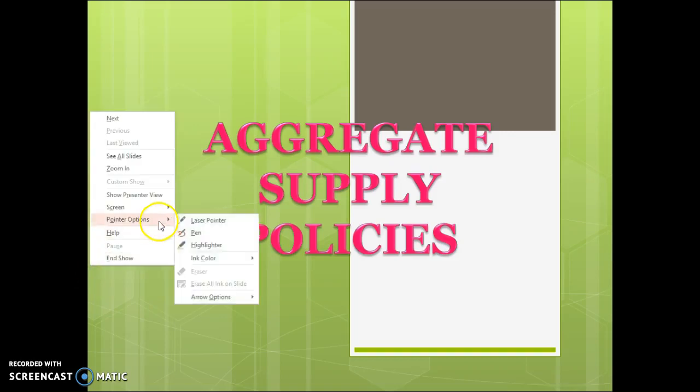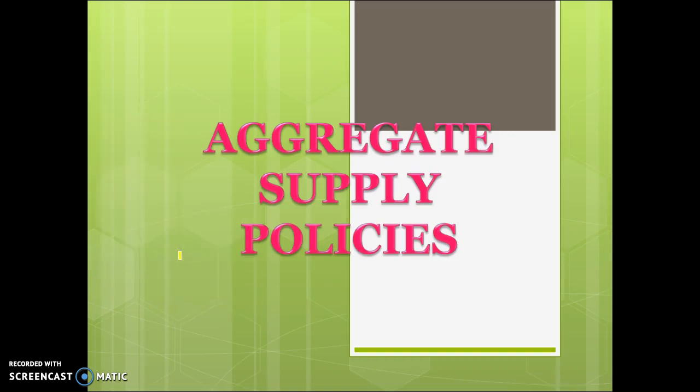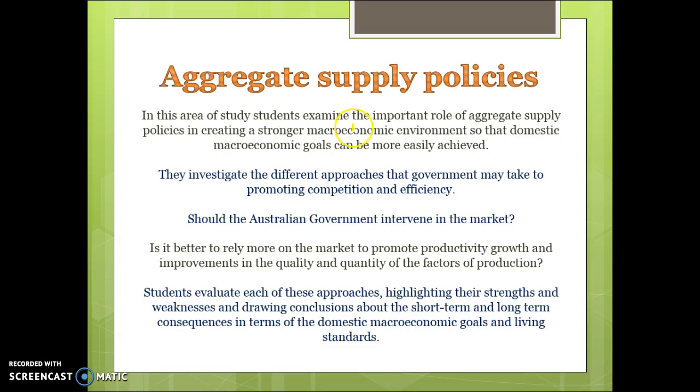Okay, this first video for 2017 is just an introduction to what is meant by aggregate supply policies and perhaps a little bit about why they're so important. So in this area of study, you're going to have to examine the role of aggregate supply policies and their aim in trying to achieve a macro environment that's more suited to achieving the macroeconomic goals. So you need to be able to link aggregate supply policies to our macroeconomic goals.